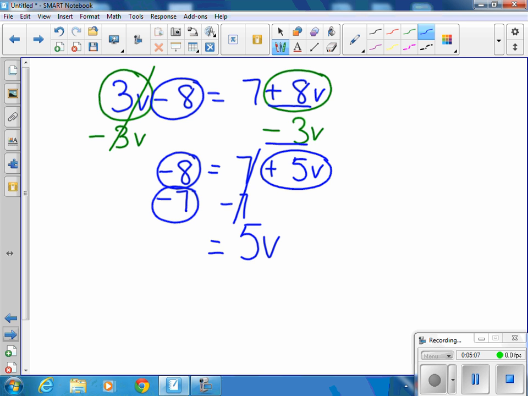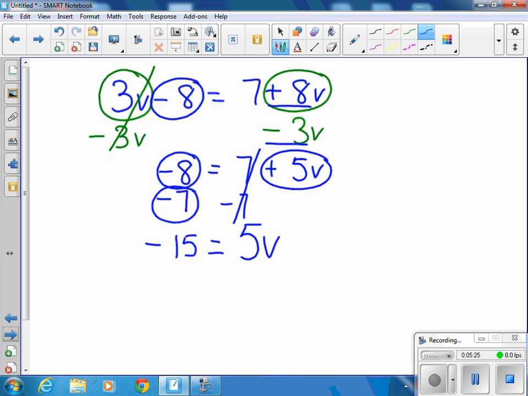Okay, so we have -8, we have -7. Remember, we're going to combine those terms. So in this case, because I have like signs, remember we're going to add and we're going to keep the sign. So my answer is going to be negative, and I'm going to add it up. 8 plus 7 is 15.